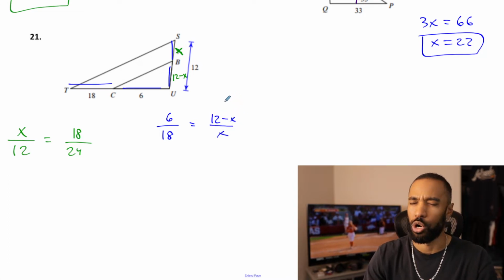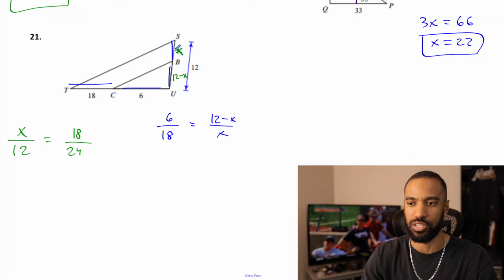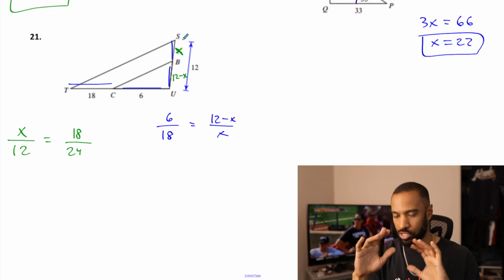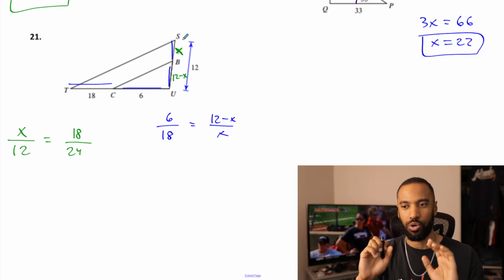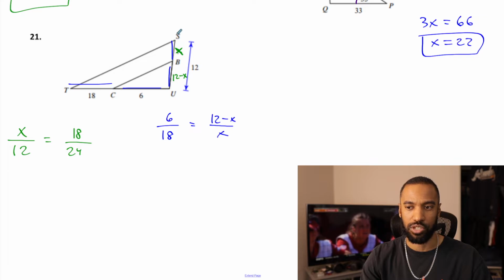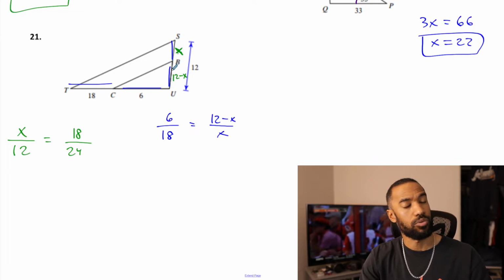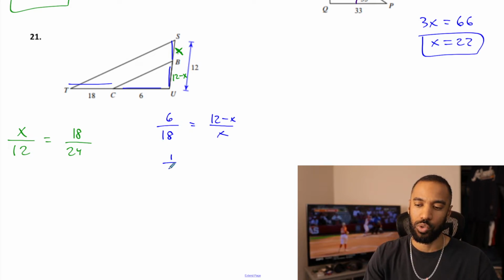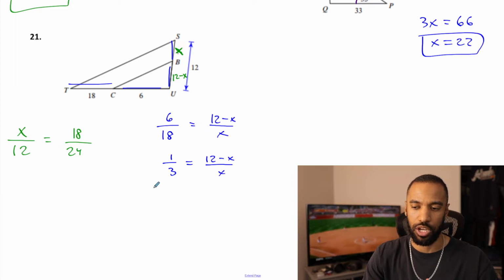And again, there's so many ways you could write it. I could have done 18 over 6 is x over 12 minus x, or 6 over 12 minus x equals 18 over x. As long as it's the split parts with the parts that naturally correspond. I would not do 18 over 6 equals 12 minus x over x. 18 does not correspond with 12 minus x. Anyway, let's move on. 6/18 reduces to 1/3. You cannot cancel out these x's for any reason. I hope you know why.